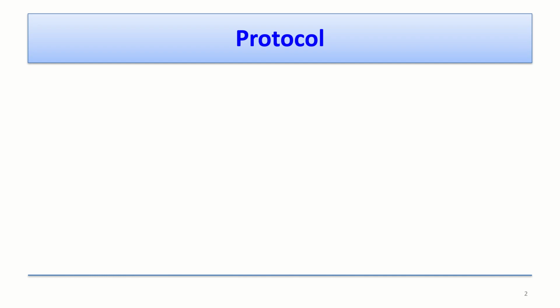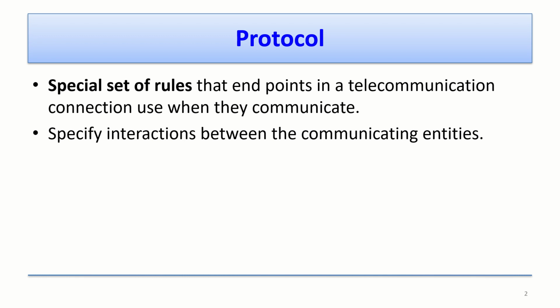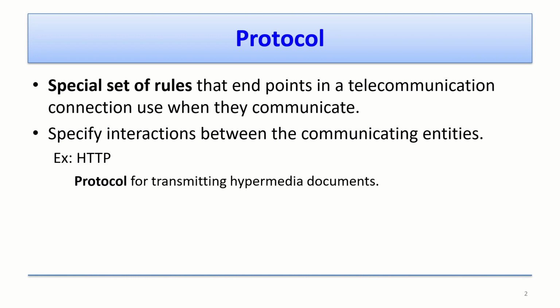Now we know what a protocol is. A protocol is a set of rules defined for doing a particular task. In a computer network, protocols specify interaction between communicating entities. Communicating entities may be two computers, or a computer and any other device attached to the computer network. HTTP is an example of a protocol. The HTTP protocol defines how hypermedia documents are transmitted.